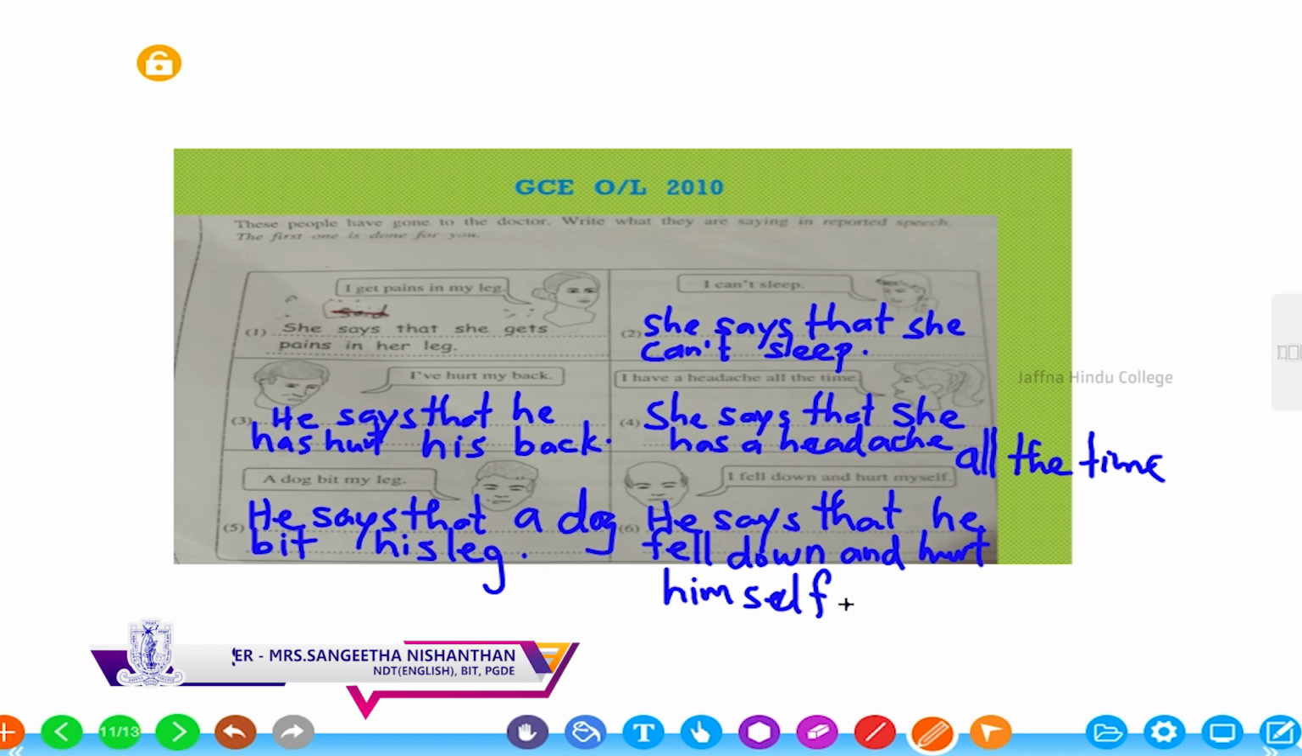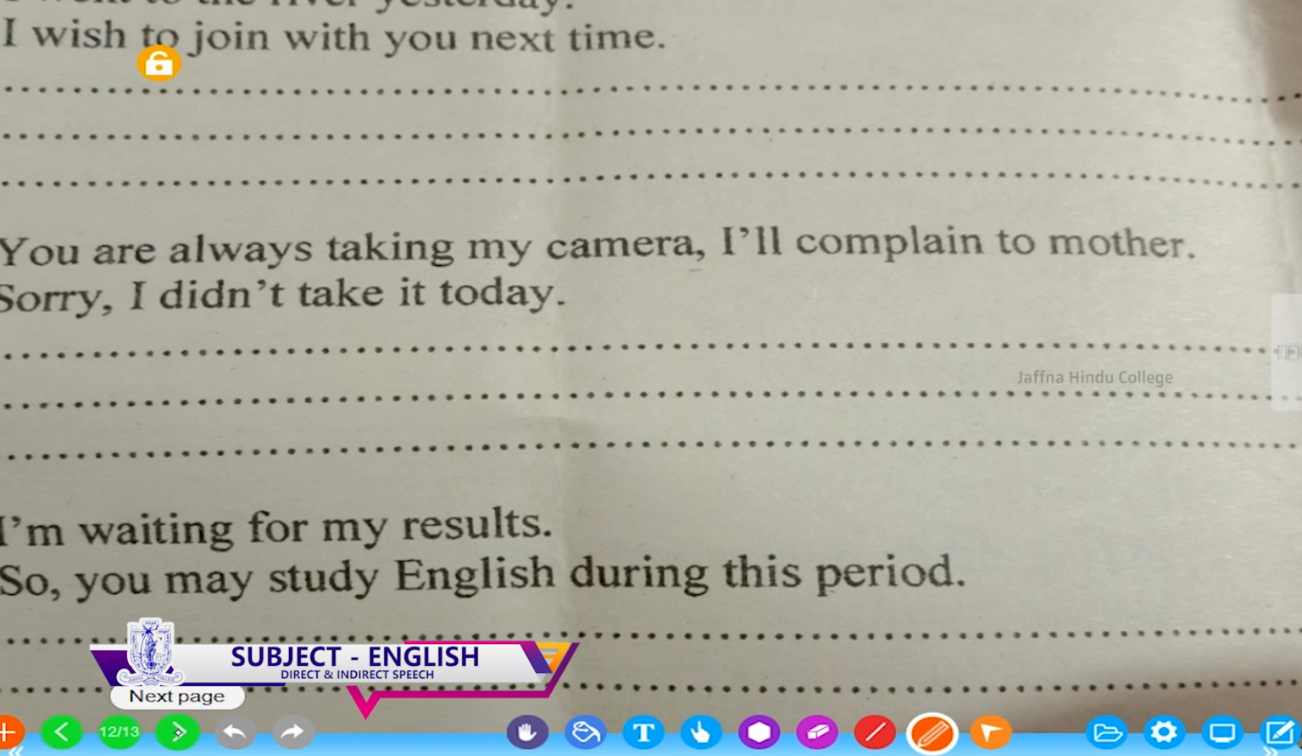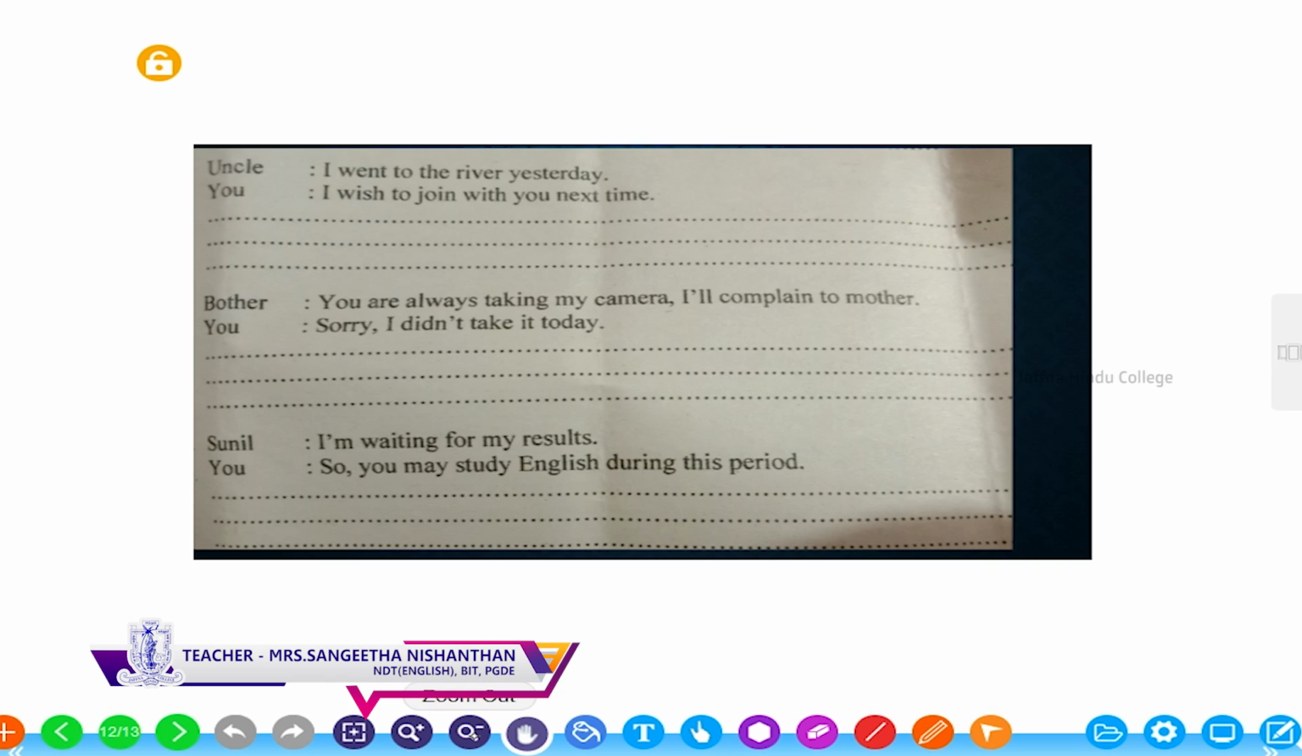Have you understood? It's very simple when you go through some activities. Here's also an activity for you. This is in the dialogue form. When you change it, you should write, Uncle said that he had gone to the river the day before. The yesterday changes as the day before or the previous day.